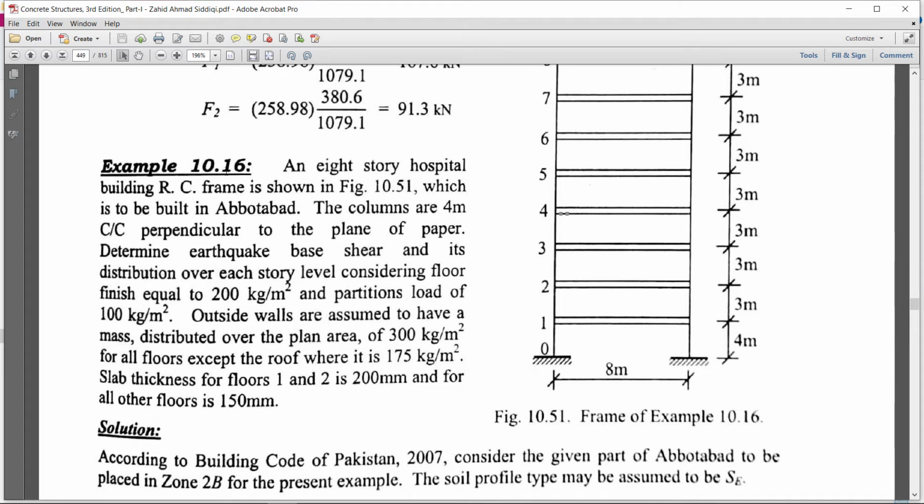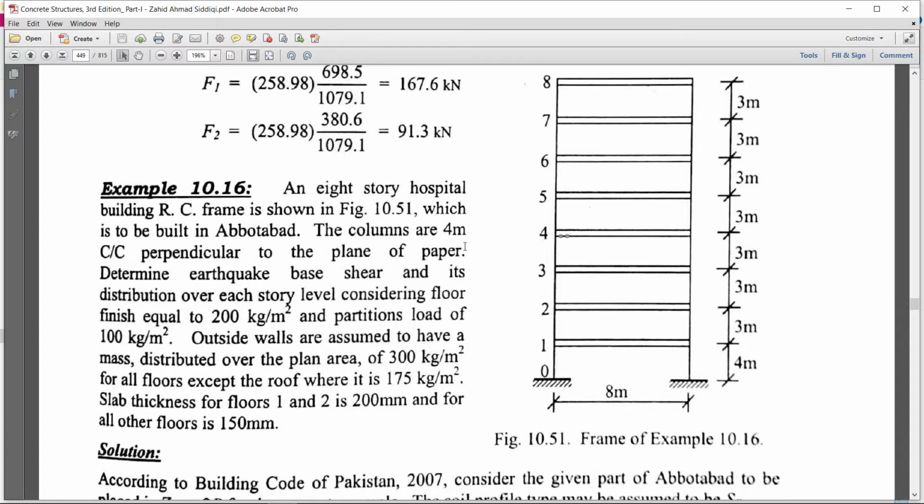Example 10.16. The statement of the example I have discussed in the slides, and this is the same example. Okay, 8-story building: base or the ground floor, first, second, third, fourth, fifth, sixth, seventh, eighth.